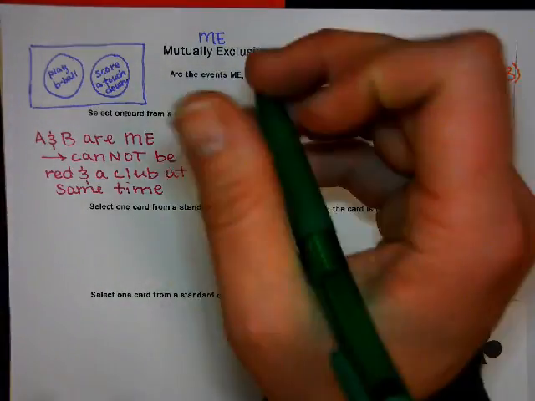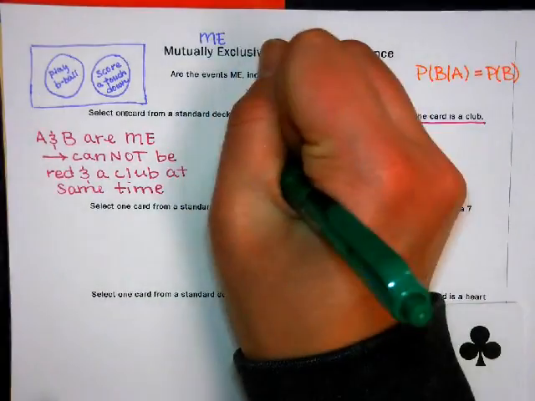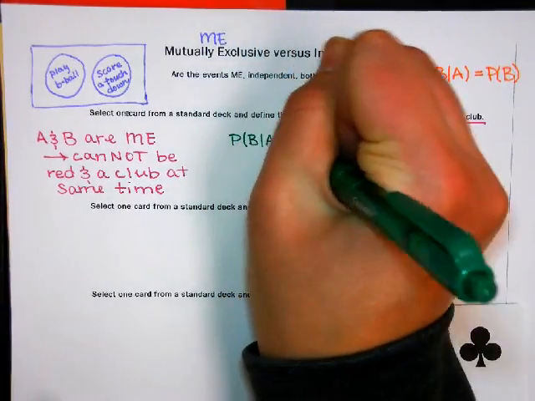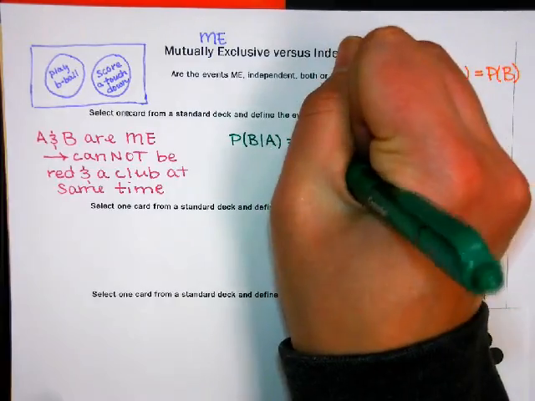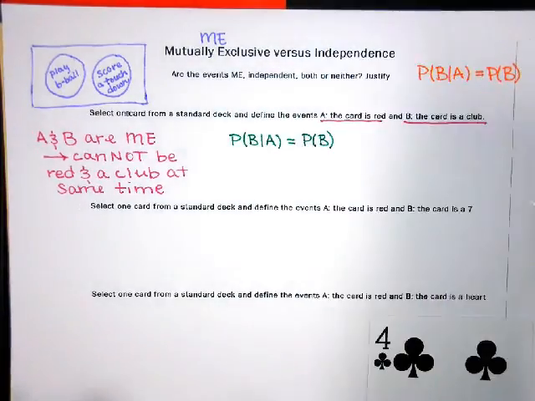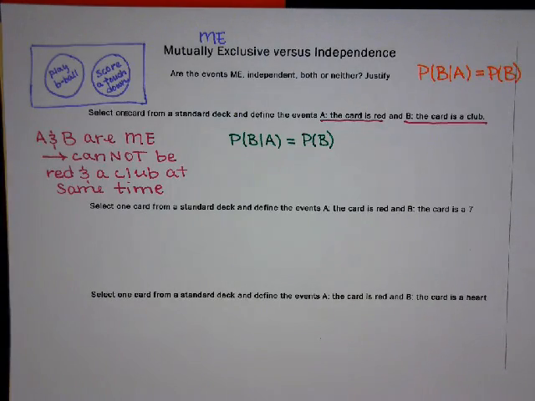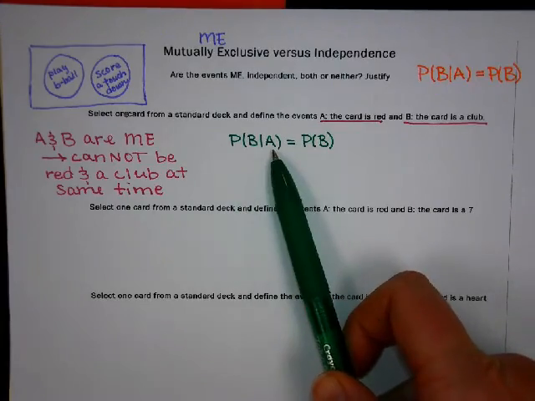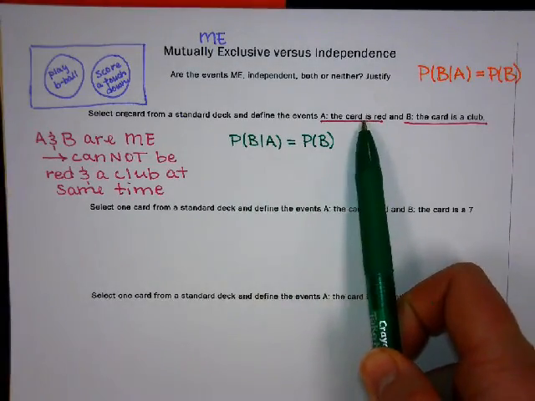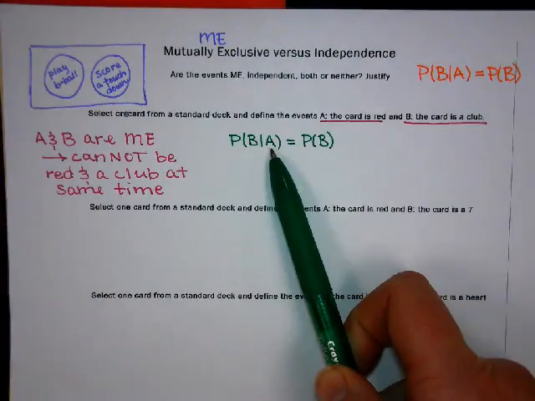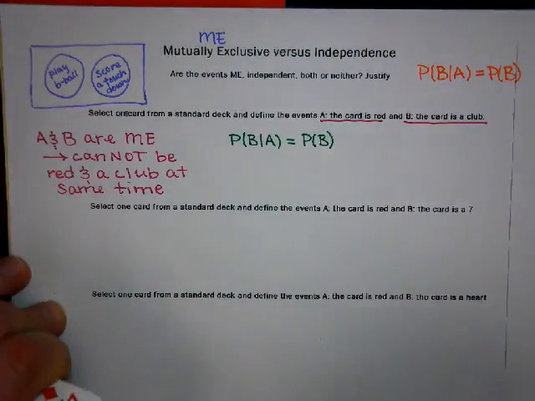So if we look at the probability of B given A, A is a red card. So I know that my card is red. How many red cards are in a deck of cards? How many of my cards are red?